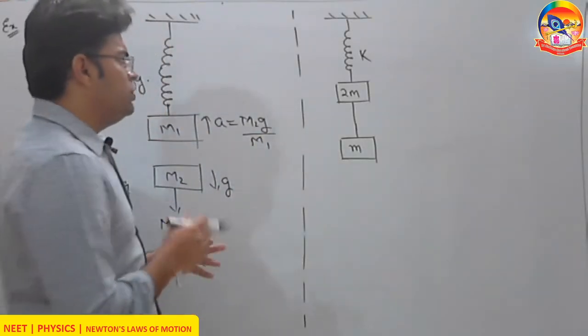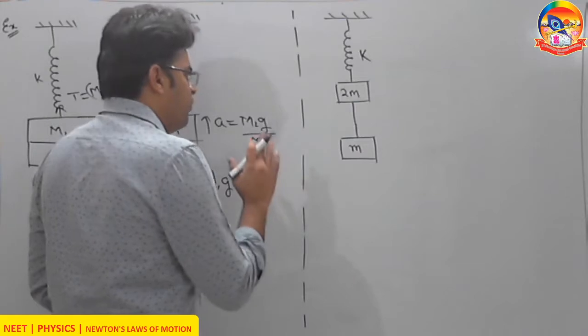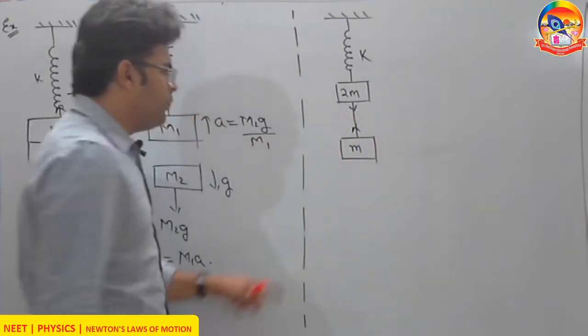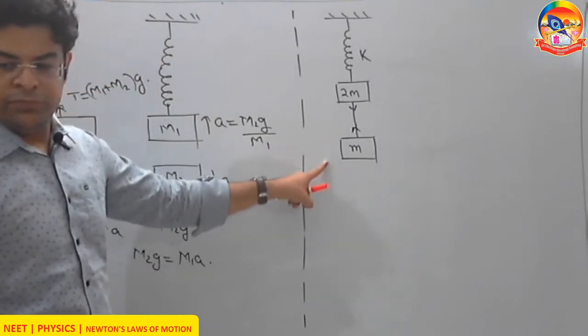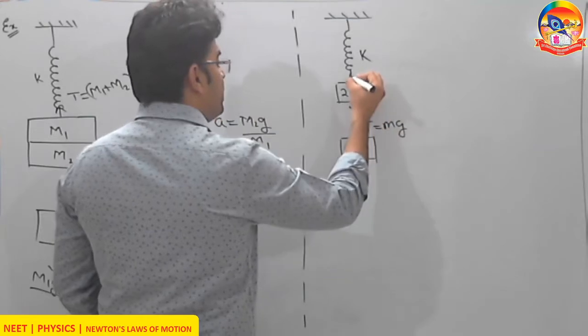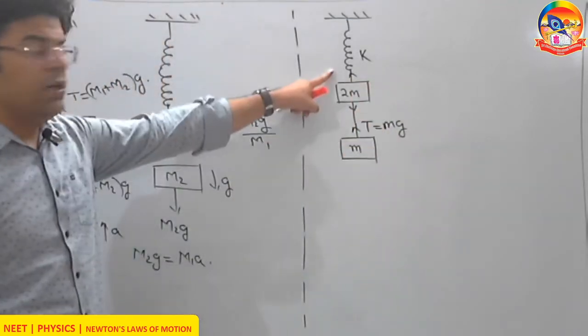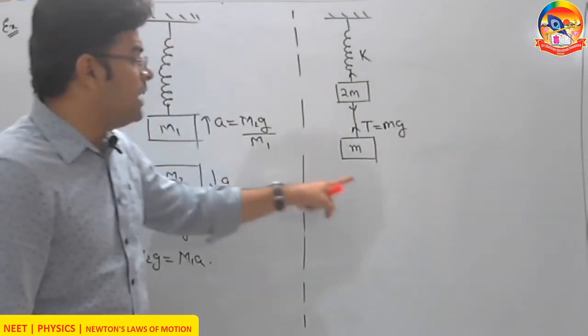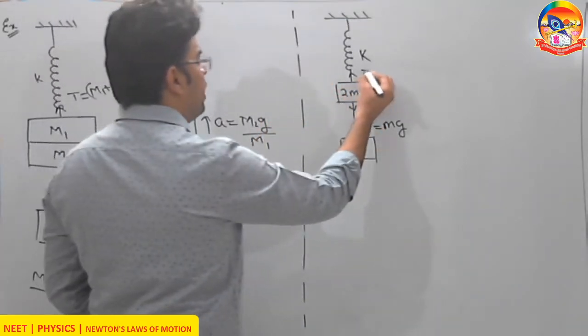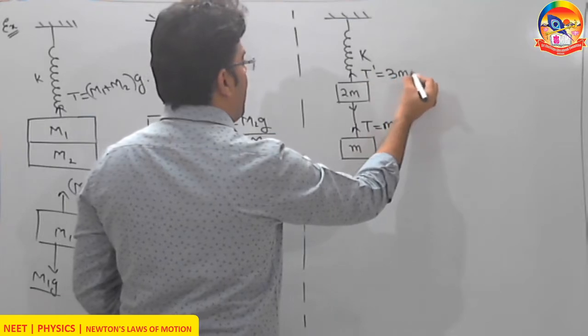Let's first talk about just before cutting of the string, what will be the tension everywhere. The tension in this string supports the weight of the mass below it. So here the tension has to be equal to mg. The tension in the spring supports the weight of the mass below it, so the weight of the whole 3m. So the tension here, let's say T dash, has to be 3mg.